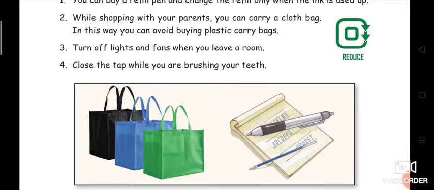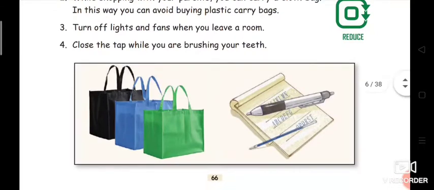The fourth point, close the tap while you are brushing your teeth. So in the morning when you get up, what you will do, you will brush, right? So while brushing you have to close the tap. So this may reduce your waste.